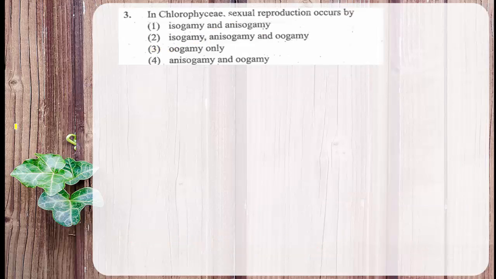Then moving to the next question. In chlorophyceae, sexual reproduction occurs by, what is that chlorophyceae? It is a class of algae. The members are commonly called green algae. The chief photosynthetic pigment is chlorophyll A along with chlorophyll B. And in chlorophyceae, what are the different types of the sexual reproductions?